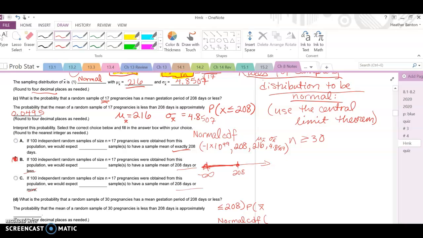And so we would expect out of 100 independent random samples, we would round this to the nearest hundredth place, which in this case, to the nearest hundredth, we're talking about 0.05, which would be 5 out of 100. So this would be a 5 here.